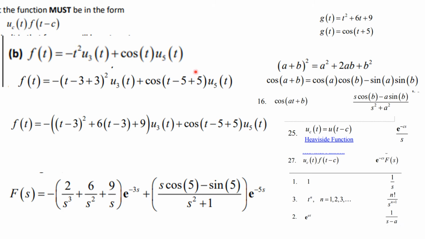Here's our second example. Again, the functions have to be in this form before we can use these formulas. Okay, so you see this t squared has not been shifted by 3. And so I have to shift it by 3. But when I shift it by 3, I can't change the value because it was minus t squared. So I add and subtract the same number. And we'll deal with that in a minute. But now I've done a shift of 3.